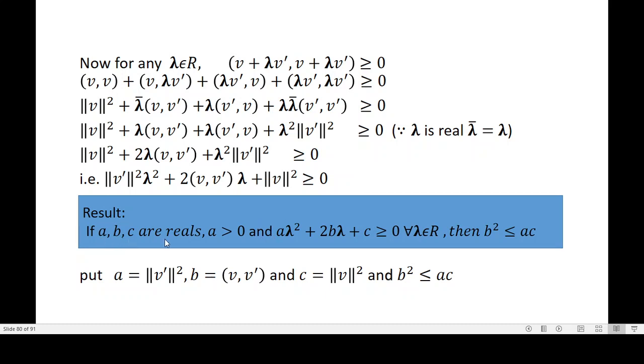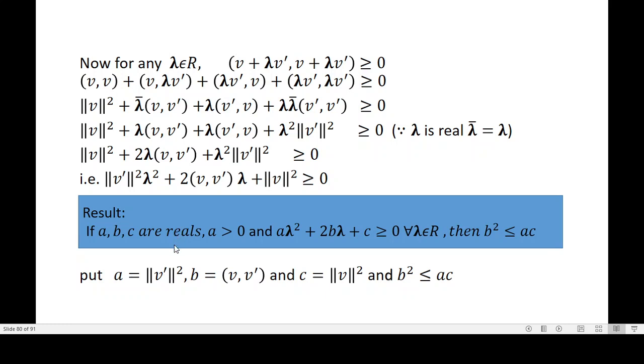If a, b, c are reals and a is greater than 0 and a lambda squared plus 2b lambda plus c is greater than or equal to 0 for every lambda belonging to R, then b squared is less than or equal to ac. Making use of this, we take a equal to norm v dash squared, b equal to inner product of v comma v dash, and c equal to norm v squared. Then b squared is less than or equal to ac. Lambda is a real number.